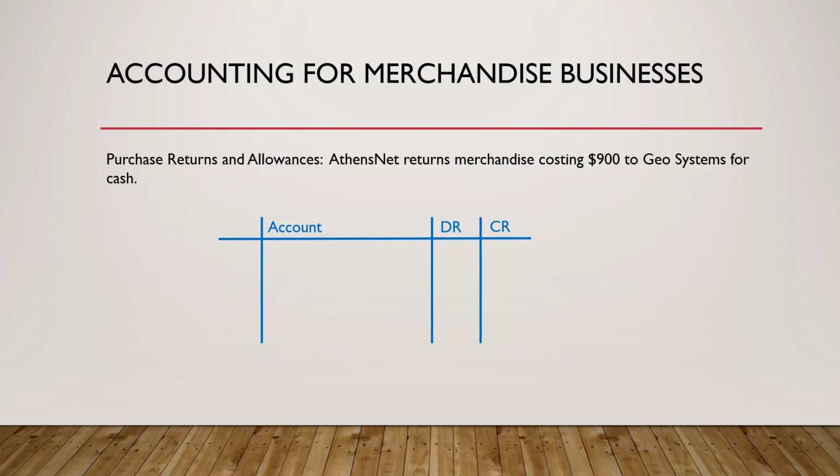Purchase returns and allowances. AthensNet returns merchandise costing $900 to Geosystems for cash. When a company returns a previous purchase, the company simply debits cash and credits merchandise inventory off the books. Only the selling company has to fiddle with customer refunds payable. The buyer merely reverses the purchase.